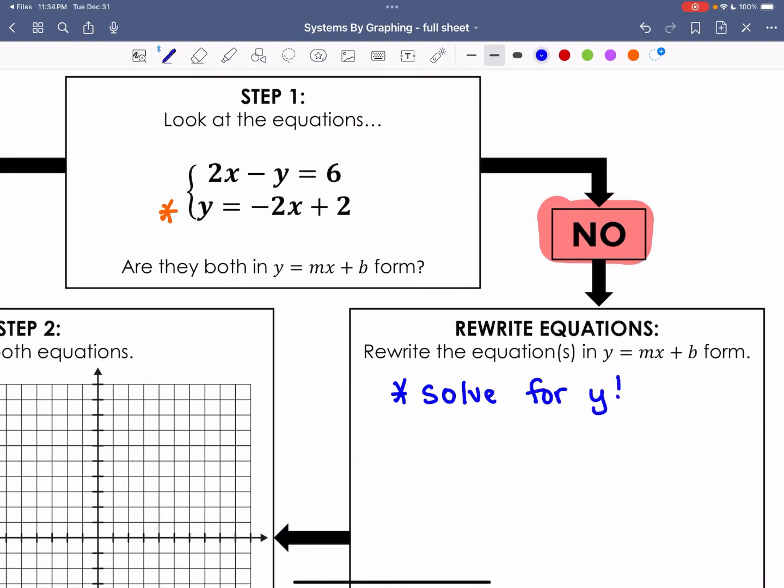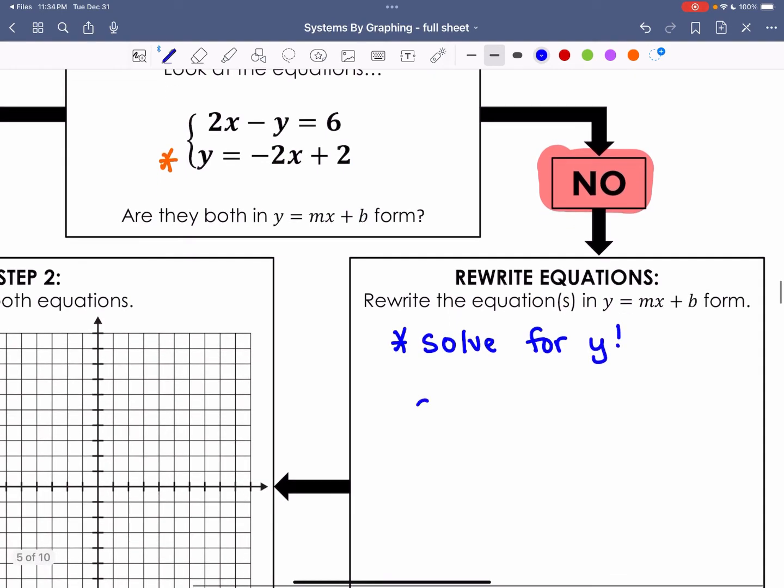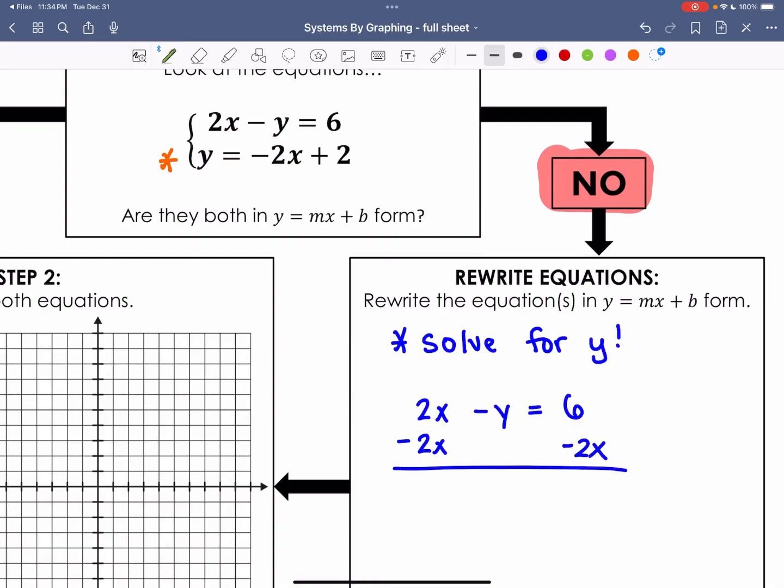Right, so you are isolating the y variable. So go ahead and write that equation down. 2x take away y equals 6. And we're going to start getting rid of terms to isolate the y. So the first thing to get rid of is the 2x. So we'll do that through subtraction.